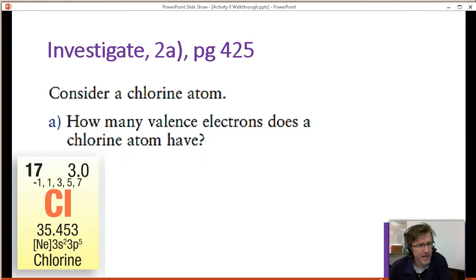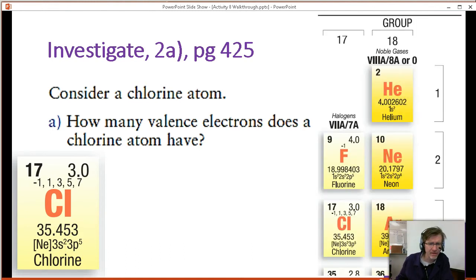Next question. Let's take a look at chlorine. How many valence electrons does chlorine have as an atom? Valence electrons are the electrons in the highest numbered sublevel. So in this case, chlorine has 3 as the highest level. It has an s sublevel and a p sublevel. It has 2 in s and 5 in p. Oh, it's also in group 17, 7A. 7 valence electrons. Nice work.